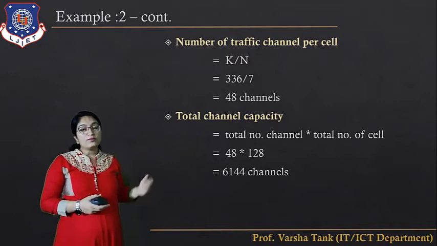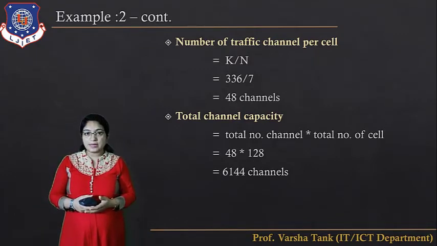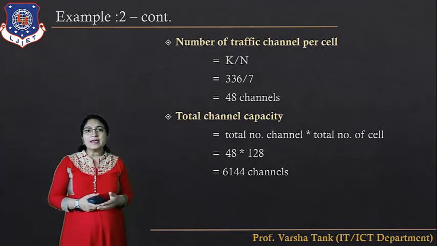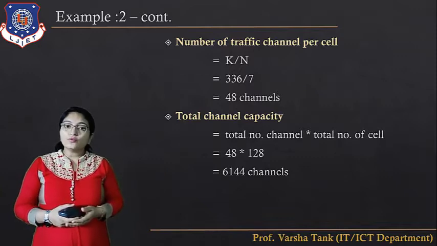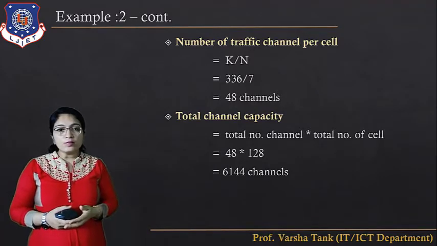Now define the number of traffic channels per cell. To define the traffic channel per cell, K by N is there. So 336 divided by 7, that is equal to 48 channels. That is same as in example 1.